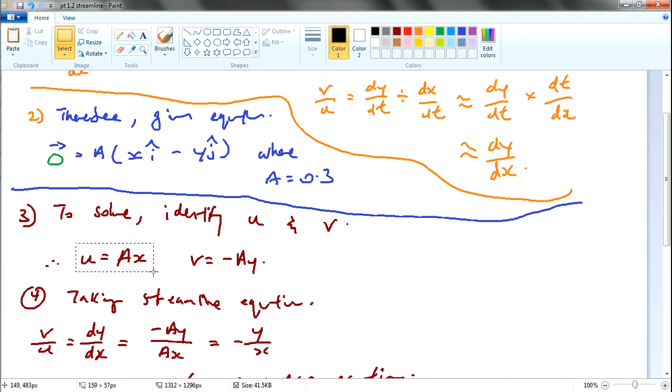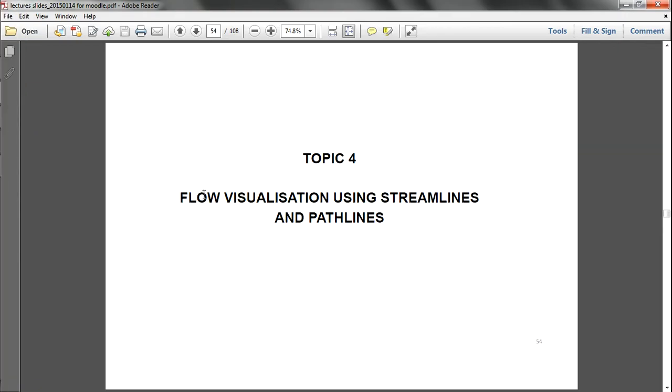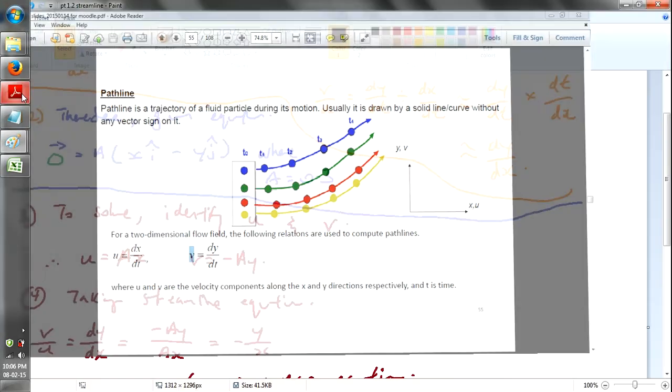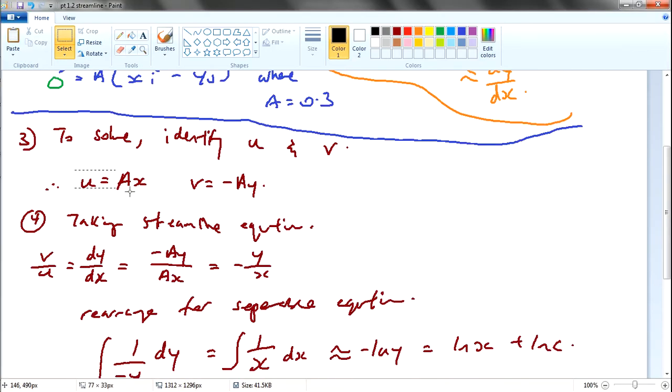If you remember, this portion here, because you are talking about velocity, you are in terms of the x-axis velocity and y-axis velocity. So this is why we're talking about u and v, as u describes the x-axis velocity, while v describes the y-axis velocity. This is why we choose u equals to ax and v equals to minus ay.